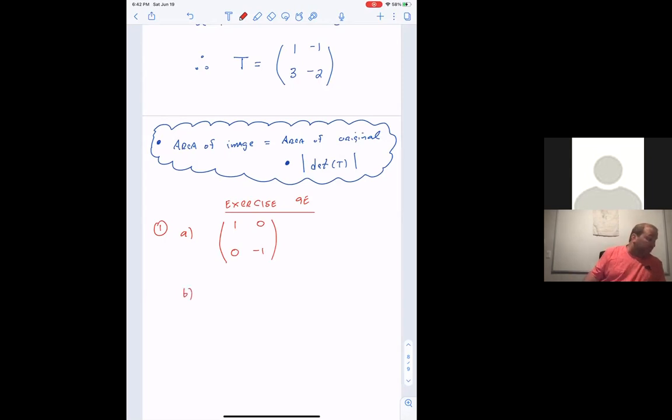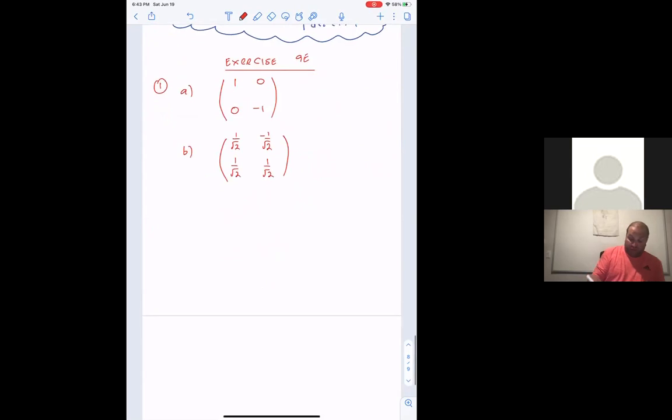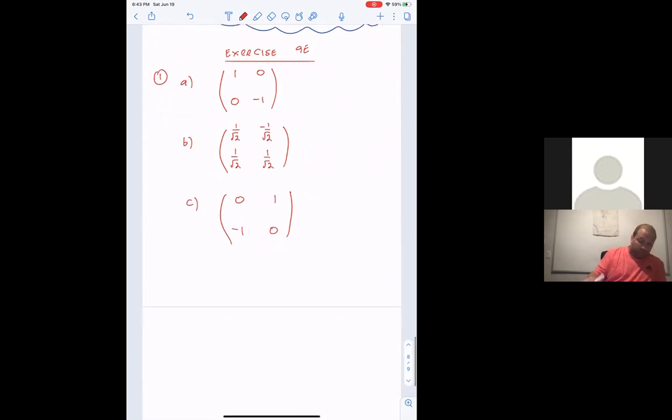B, an anti-clockwise rotation about the origin of 45 degrees. We did this already in the section, but it's cosine 45 degrees, which is 1/√2, negative sine 45 degrees, sine 45 degrees, cosine 45 degrees. Done. C, a clockwise rotation of pi/2. That's the last one on the formula sheet. Clockwise of pi/2. Cosine of pi/2 is 0. Sine of pi/2 is 1. Negative sine of pi/2 is -1. Cosine of pi/2 is 0.